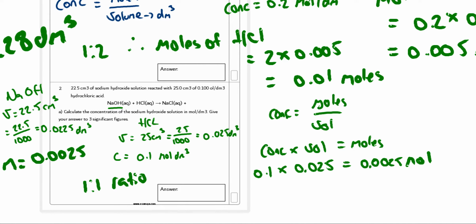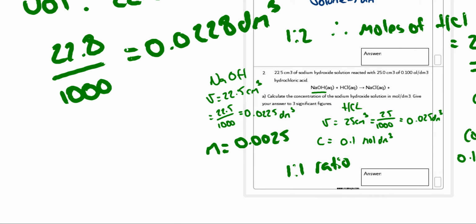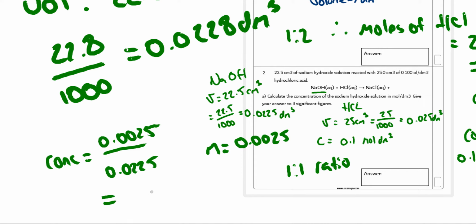0.0025. And then from here, we can find the concentration is equal to the moles, which is 0.0025, divided by the volume, which is 0.0225. Plugging that into your calculator will give you an answer of 0.111 moles per decimeter cubed. And that's your final answer to this one.